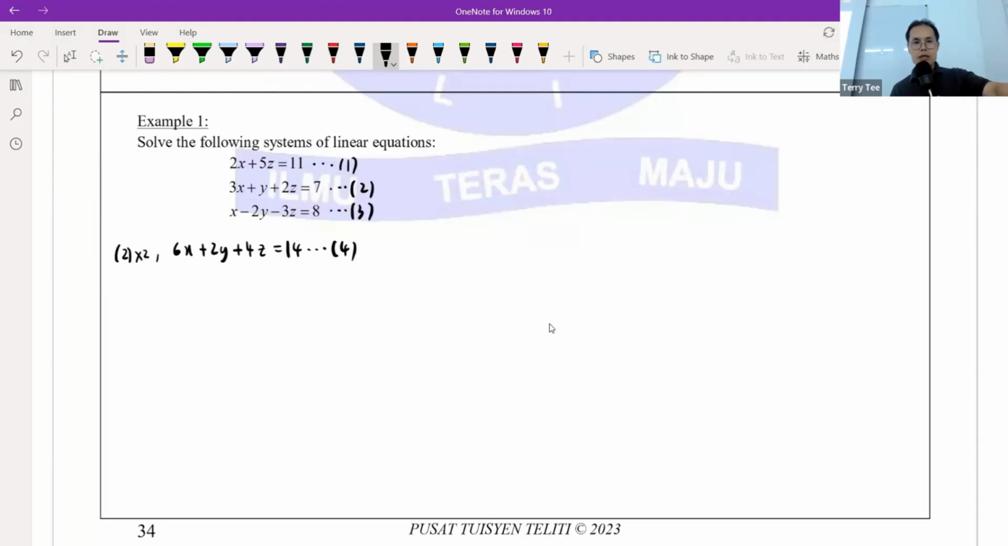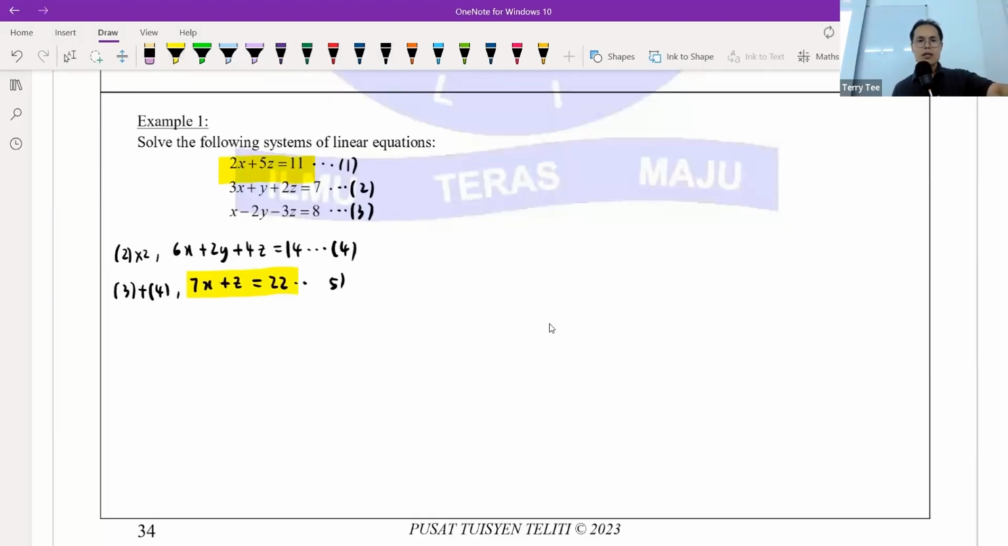Okay, I've got equation 3 and equation 4. What do we do? We add them together. So, 1x plus 6x, how many x? 7x. Minus 2y plus 2y, 0y. Minus 3z plus 4z, how many z? 1z. The result equals 8 plus 14, which is 22. This is equation number 5. If you look at equation 1 and equation 5, they share the same unknowns x and z.